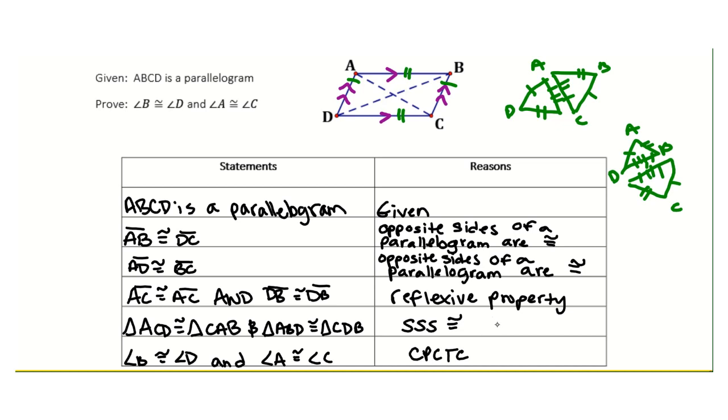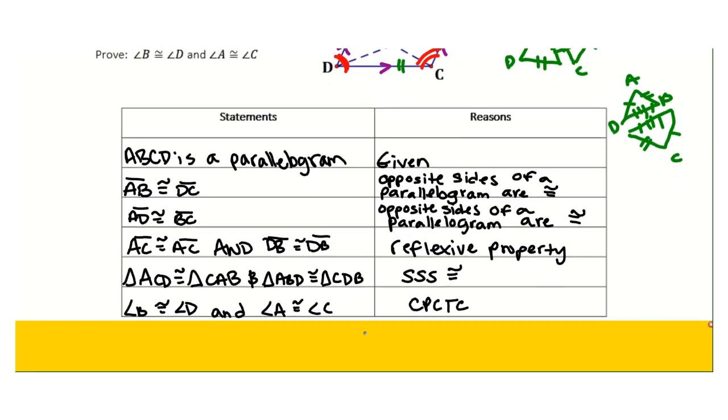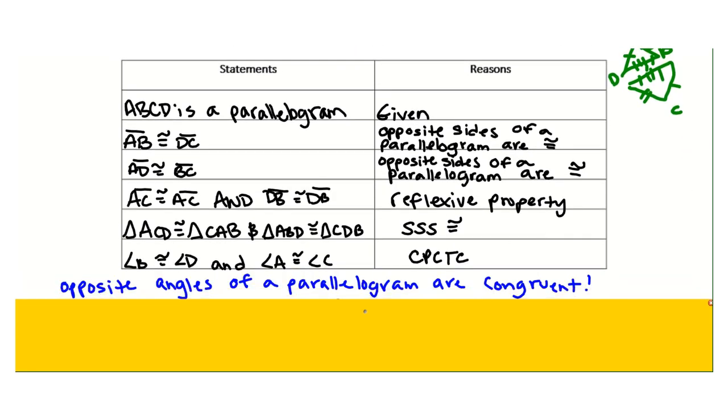We've just proven that opposite angles of a parallelogram are congruent. So this angle is opposite of this angle, and they will always be congruent. This angle is opposite of this angle, and they will always be congruent. So from now on, we can always use that rule. So opposite sides or opposite angles of a parallelogram are congruent. So in these first two examples, we've learned that the opposite sides are congruent and the opposite angles are congruent. Let's see what else we can learn.